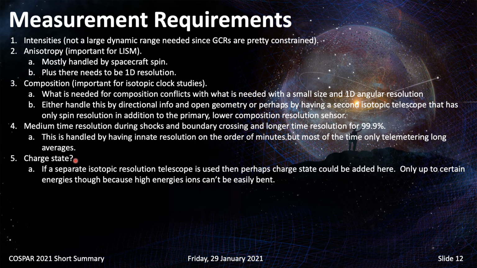I also mentioned here in number 5 the possibility, especially if we have a separate isotopic telescope, that we could consider adding an electrostatic analyzer to get charge state information, although there will be limitations based on the energies, what energy range we can get charge state, but it might be possible if we have a separate sensor.